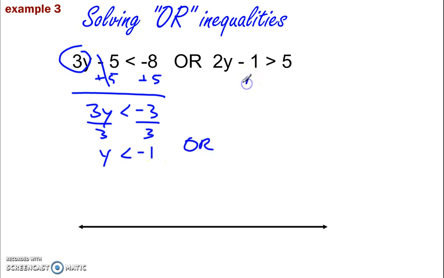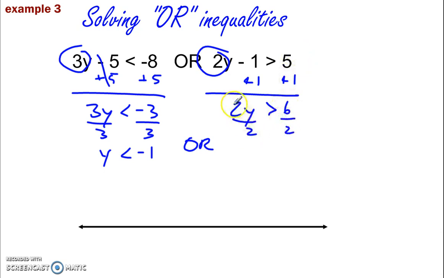Or plus 1 plus 1. 2y is greater than 6. Divide by 2 on each side. Y is greater than 3. So negative 1, then 0 somewhere there, and 3 here.